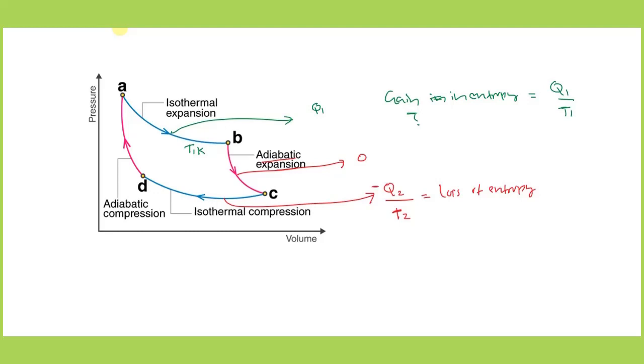Okay, now let us consider the process DA. In process DA, this process is again adiabatic. This is adiabatic compression, and there will not be any change in entropy. The change in entropy during this process will be equal to zero. So if I find out the net change in entropy in Carnot cycle, the net change in entropy will be equal to the gain of entropy Q1 by T1 plus the loss of entropy, which is minus Q2 by T2. This is the net change in entropy.